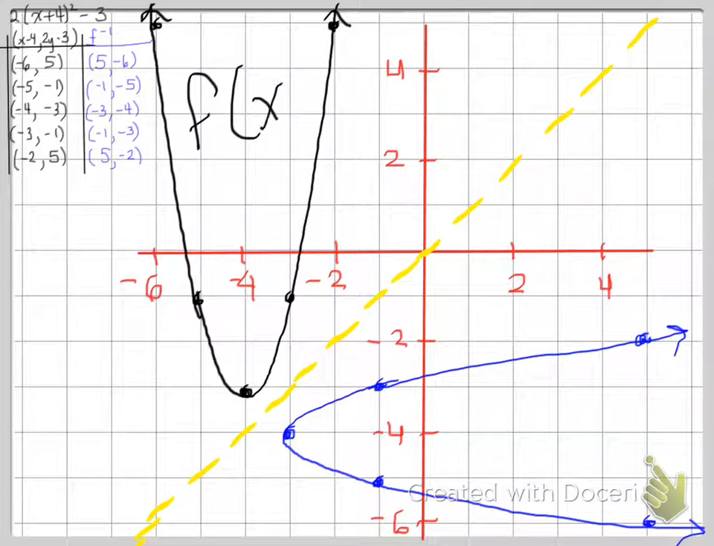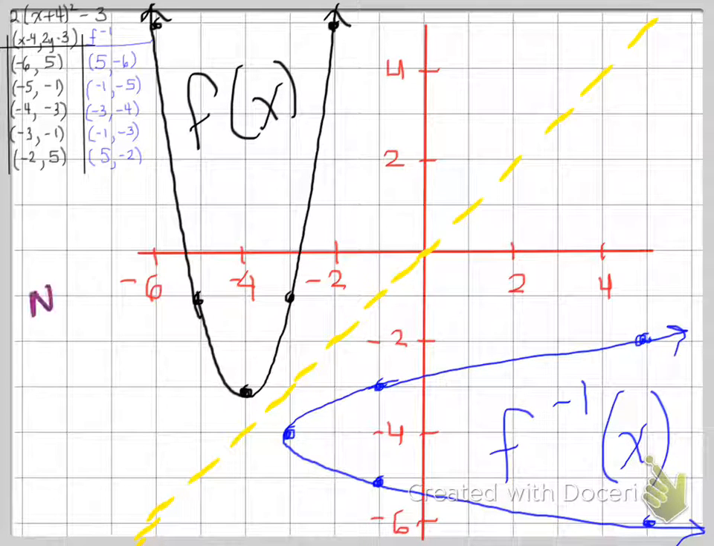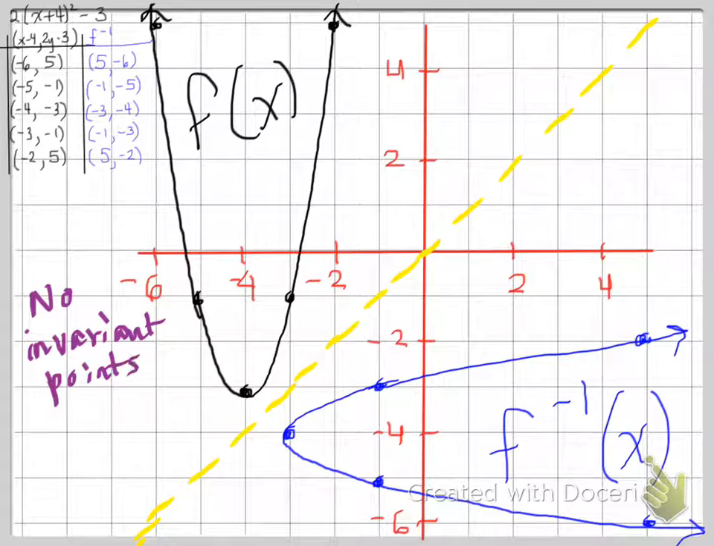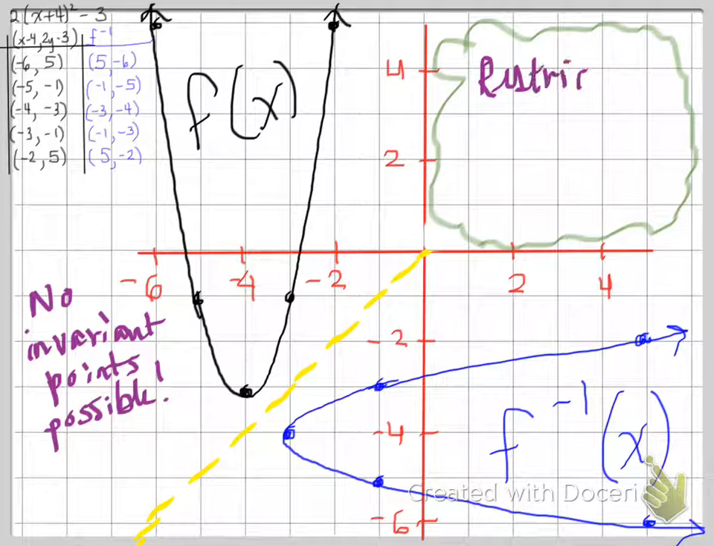We have our f of x, just quickly, f inverse of x. And let's say, okay, so there's no invariant points, just to remind you. And it's not possible because it doesn't touch. Remember, invariant points have to actually touch this yellow line, and it doesn't. But more importantly than that, we're going to restrict the domain.